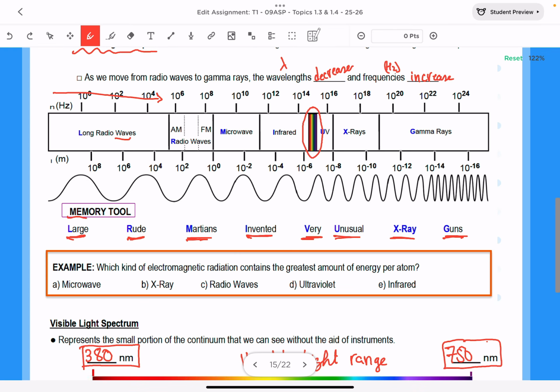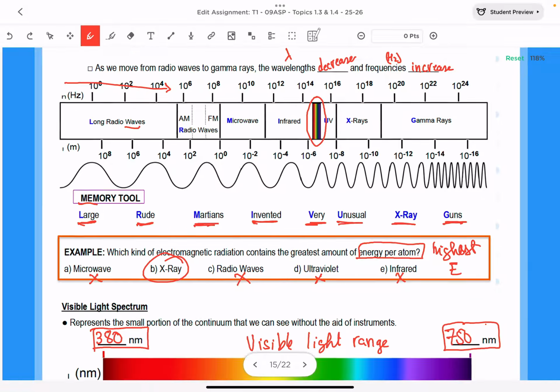So let's take this question. Which kind of electromagnetic radiation contains the greatest amount of energy per atom? So in order to answer this question, we need to select the waves with the highest amount of energy. Now I know that the radio waves are the smallest, coming next the microwave, and then the infrared, then the ultraviolet. So the greatest amount of energy is for the X-ray.